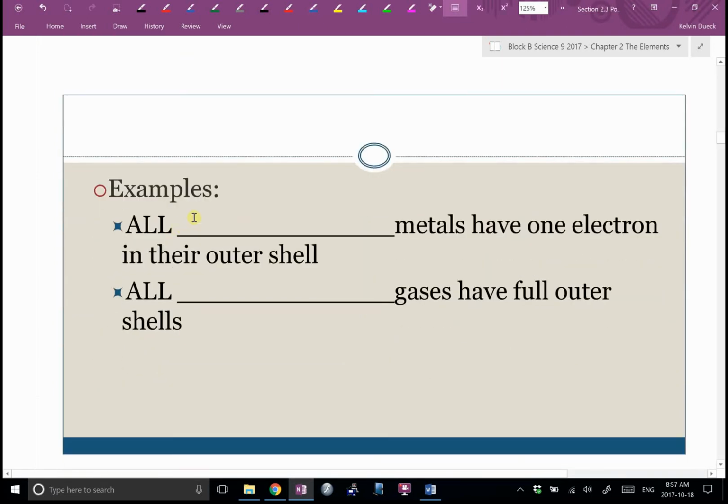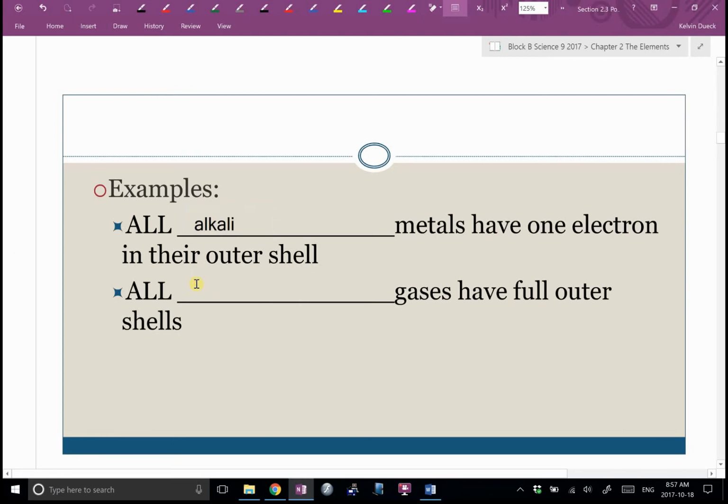All alkali metals, that's family number 1, that's the first column, have one electron in their outer shell. That's why they're so reactive, because they want to get rid of that one outer shell electron, and it's really easy to get rid of one outer shell electron. They're going to react with a lot of stuff. You saw the video of them blowing up in water. They react with lots of things.